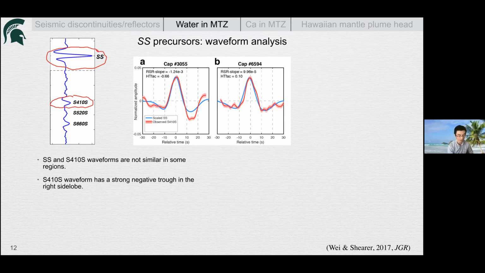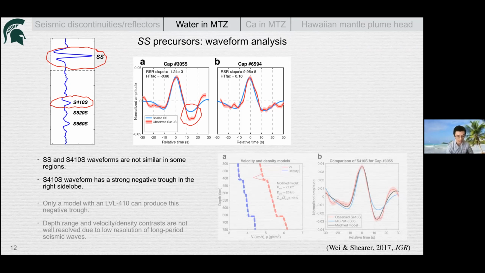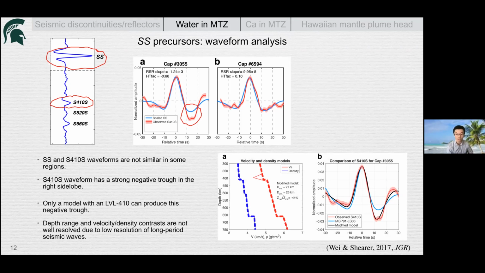That's one region. But in some other regions, we find a very strong trough in the observed SS precursor. So what causes that? We have done a lot of synthetic tests in seismology. On the left side, the blue curves are the density profile and the red curves are the velocity profile, with dashed lines showing the reference PREM model. If we use this reference model, we produce a waveform like this blue curve, and it doesn't have a negative trough. Only if we introduce a strong low velocity layer above 410 can we finally get this negative trough.